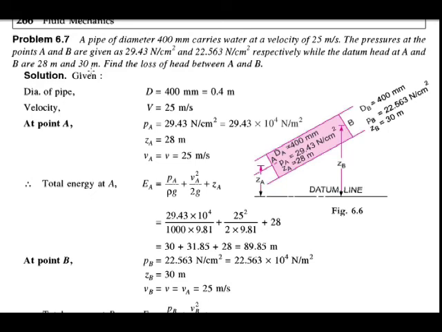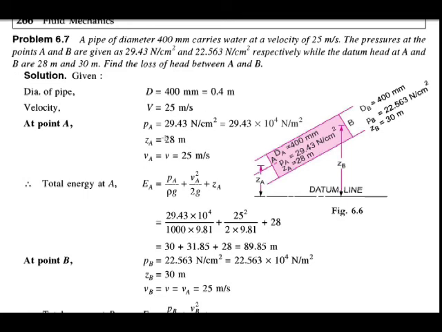Here they have given all the values. First we have to calculate the loss of head between point 1 and point 2, that is, at sections 1 and 2. Here section 1 is considered as point A and section 2 as point B. They have given the diameter of the pipe as 400 mm, converted into meter as 0.4 meter. Velocity they have given as 25 meter per second.